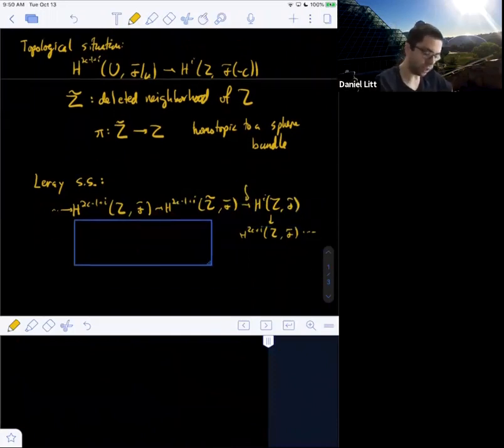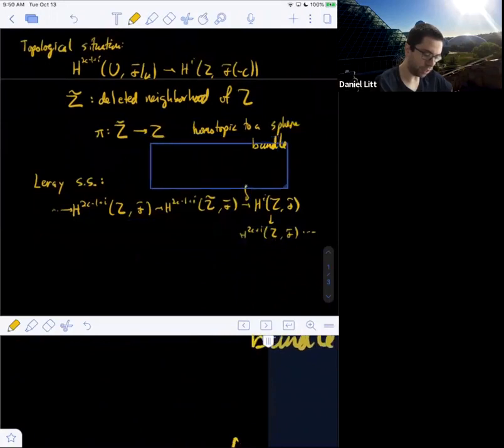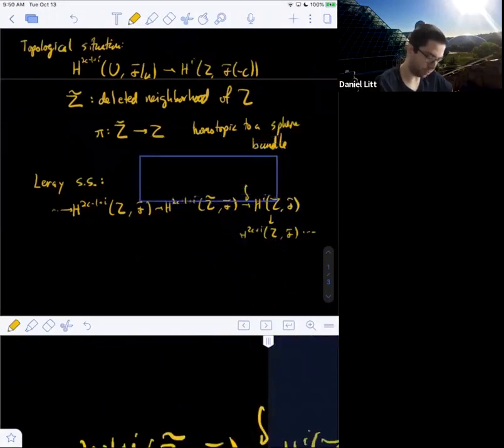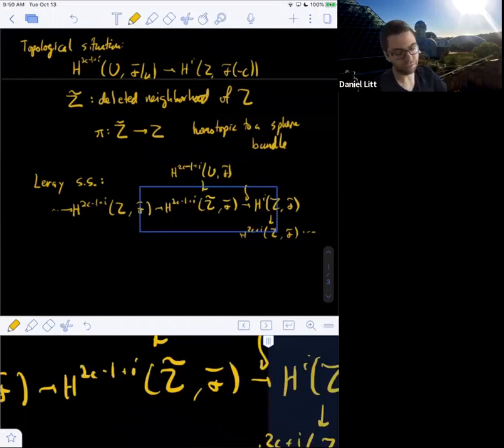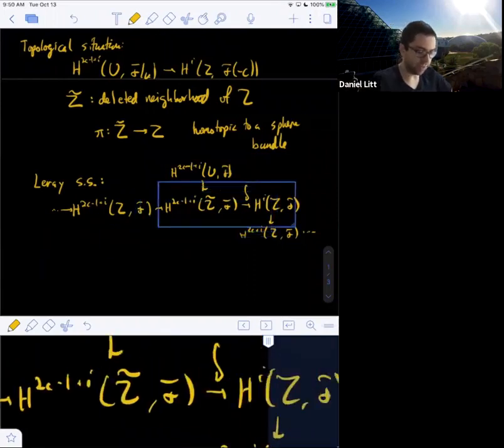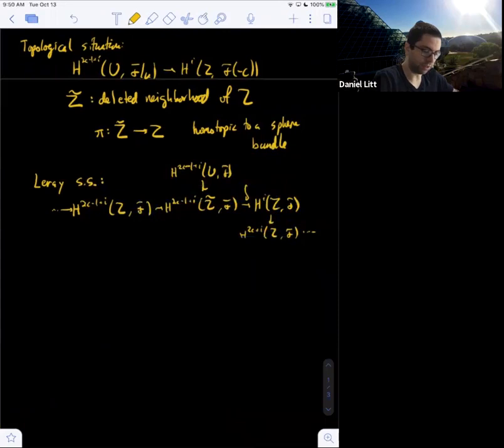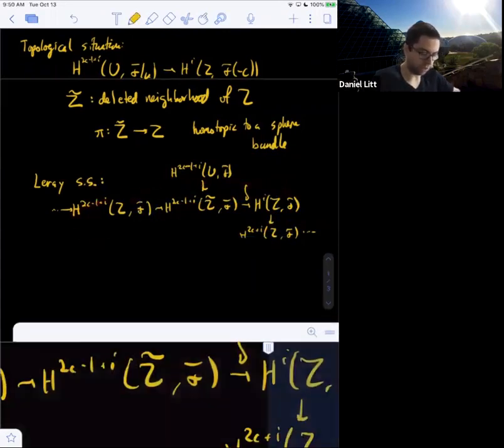Then what's our map from U to Z? Well, there's just a restriction map from H^{2c-1+i} of U with coefficients in F to the cohomology of Z tilde. So this lower sequence here, in topology, is called the Gysin exact sequence.